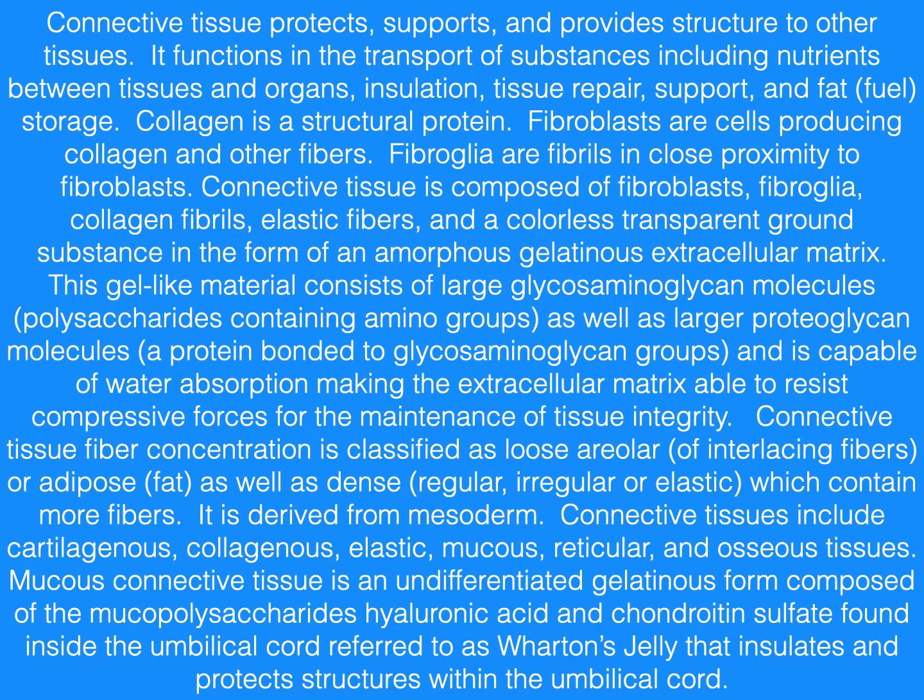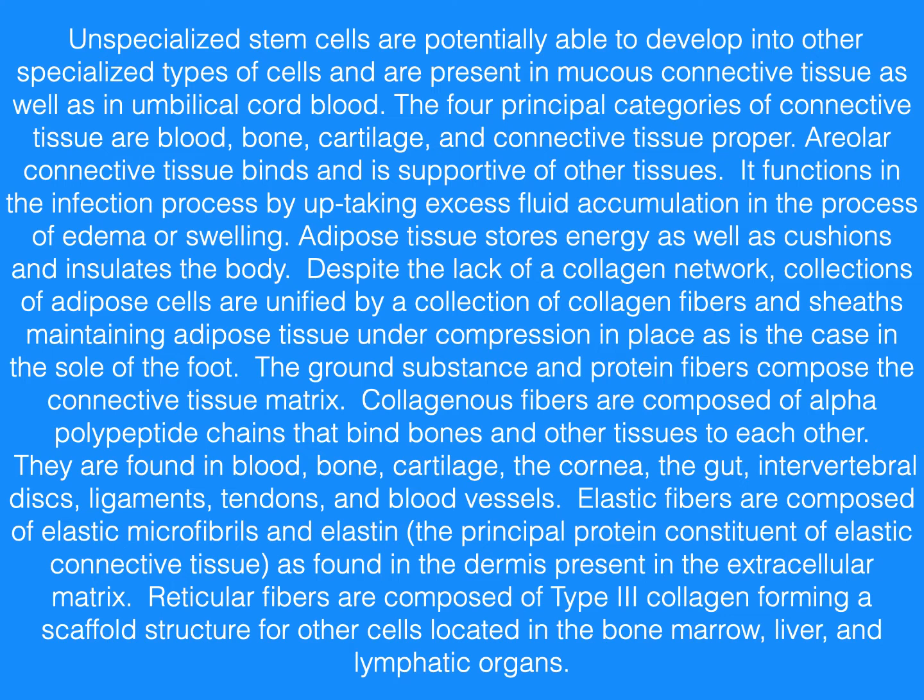Connective tissues include cartilaginous, collagenous, elastic, mucous, reticular, and osseous tissues. Mucous connective tissue is an undifferentiated gelatinous form composed of the mucopolysaccharides hyaluronic acid and chondroitin sulfate found inside the umbilical cord, referred to as Wharton's jelly, that insulates and protects structures within the umbilical cord. Unspecialized stem cells are potentially able to develop into other specialized types of cells and are present in mucous connective tissue as well as in umbilical cord blood.